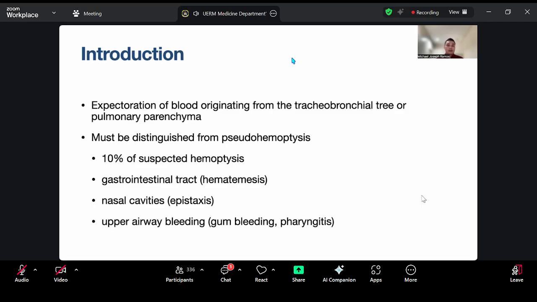Thankfully, history and physical examination can easily differentiate between these diseases. Same goes as when you have a patient complaining of vomiting of blood or hematemesis. You need to make sure that the bleeding did not come from the upper or lower respiratory tracts.